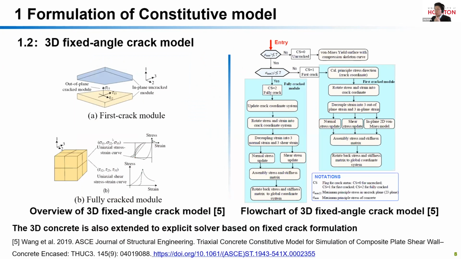Based on the aforementioned two-dimensional version of RC models, a three-dimensional fixed angle crack model has been developed in ABAQUS software to be compatible with almost all solid elements. This page shows the overview and the overall flow of this three-dimensional concrete model. This model is also compatible with both the implicit solver and the explicit solver in ABAQUS software.